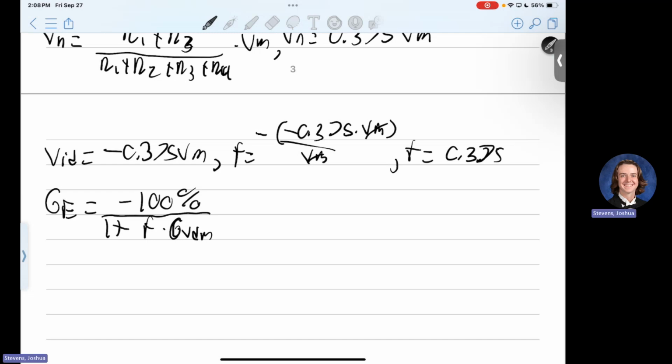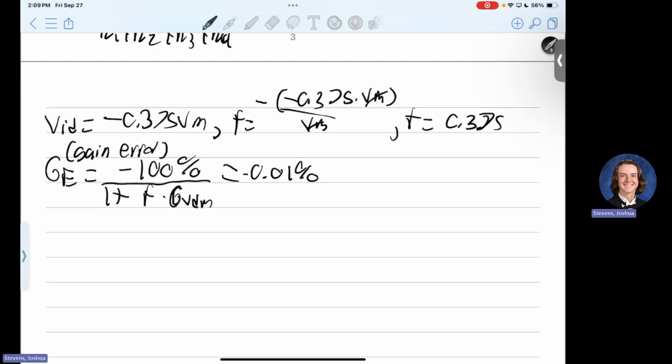Gain error. Is that what you're saying? Got it. Gain error. Okay. We were given a gain error, weren't we? The question said it was negative 0.01%. That is all equal to negative 0.01%. So in this equation, what is the only unknown? I agree with him. So rework the equation to find GVDM.